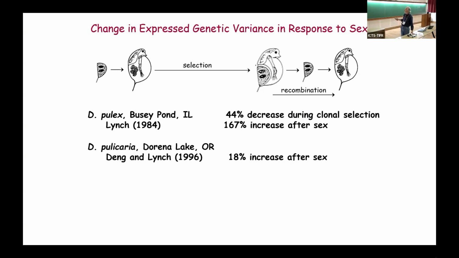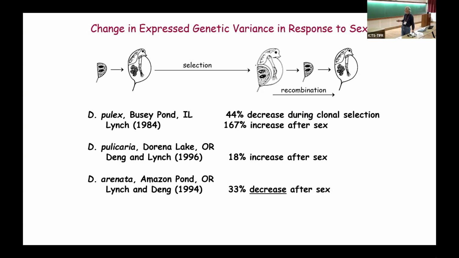This is another example, another lake. These are just individuals brought into the lab. There's no selection. They're brought in, they're carrying resting eggs. We hatch out the resting eggs. We know the genotypes of the mom. And so we can look at the genetic variants in the kids relative to the mom: a 20% increase.